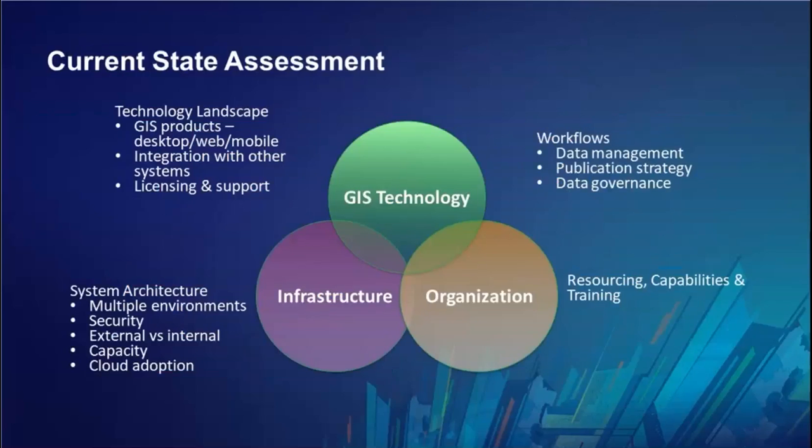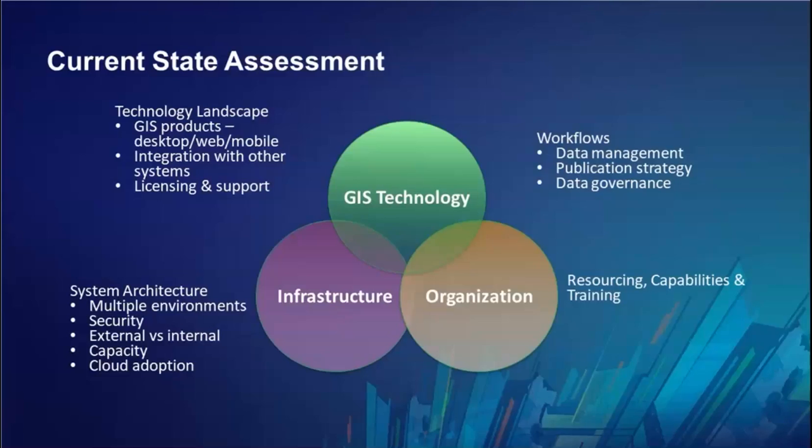So when you prepare a current state assessment, like I mentioned, there are these three integral parts, and this is a sample of the criteria that you would consider as part of that assessment. So you need to understand the technology landscape. What GIS products are in use, desktop, web, mobile, like I mentioned, integration with other systems. What's the current licensing, and how are you supporting? What type of support model do you have? All these are just a sample of the things that you should consider as part of a technology assessment.